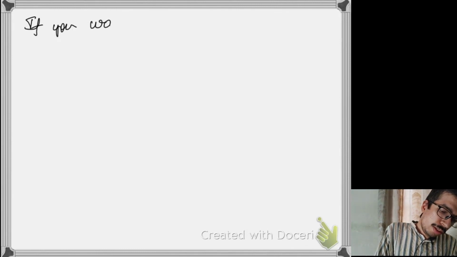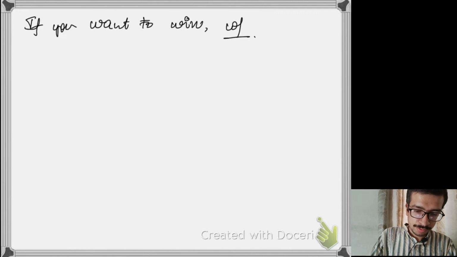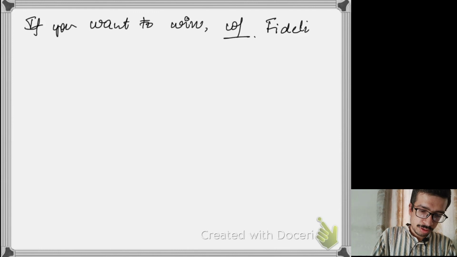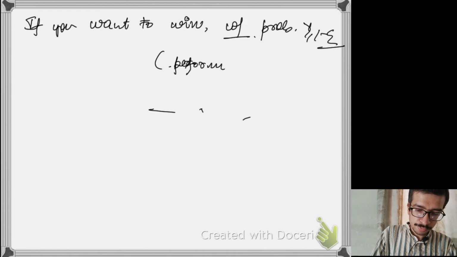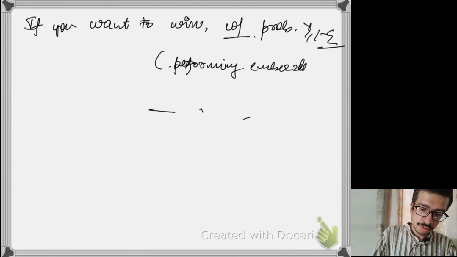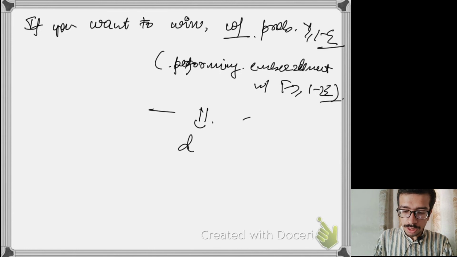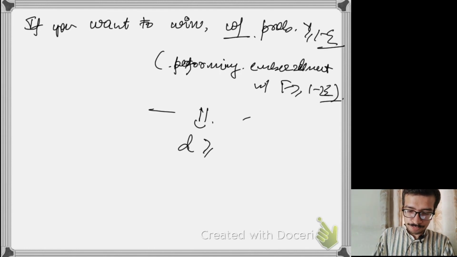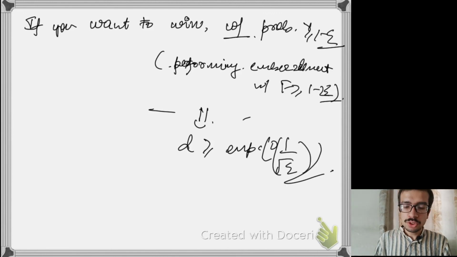So essentially, if you want to win the game with probability greater than or equal to 1 minus epsilon, which means performing embezzlement with fidelity greater than or equal to 1 minus 2 epsilon, this requires D, which is at least exponential of order 1 over root epsilon, right? So this is what we had shown earlier, and now we can combine these two results.